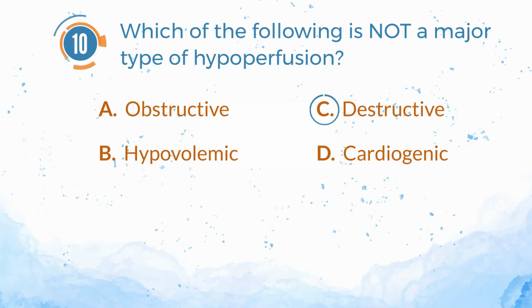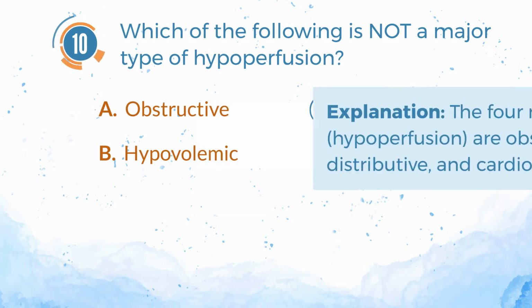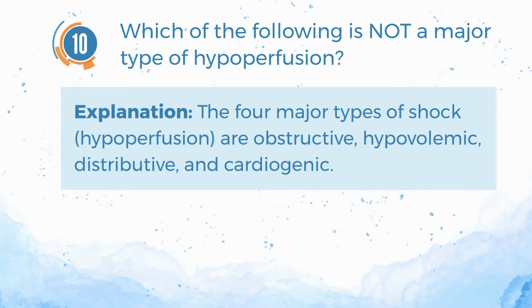The answer is C. Destructive. Explanation. The 4 major types of shock hypoperfusion are obstructive, hypovolemic, distributive, and cardiogenic.